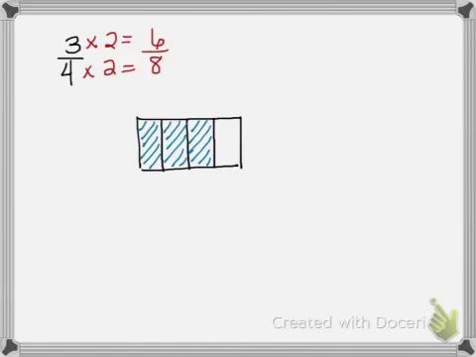When we multiplied by 2, what we were basically doing was dividing these pieces in half. So you'll notice the quantity did not change. We still have the same amount shaded. However, the size of the pieces did change, which means that now instead of having 4 pieces, we have, just like our number, 8. And out of those 8, we have 6 shaded.